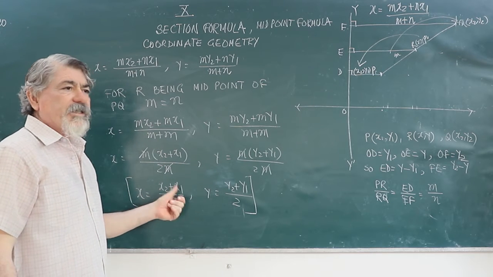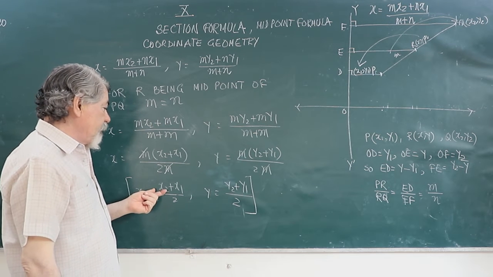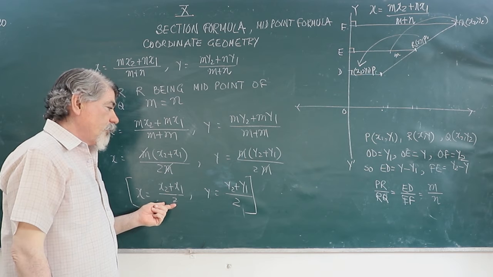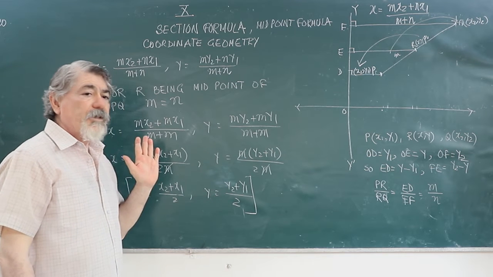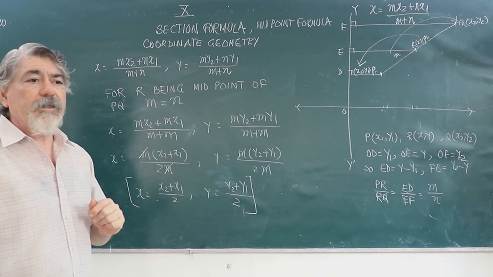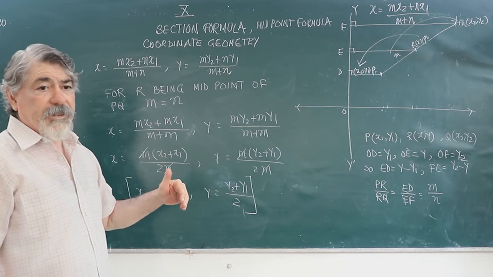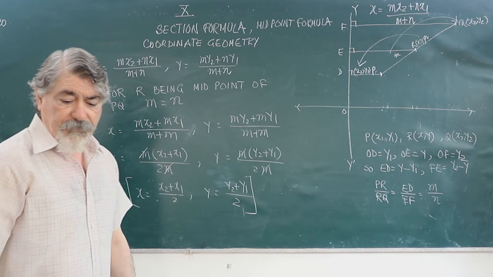So x2 plus x1 or x1 plus x2 is one and the same thing. Addition is commutative. So x2 plus x1 upon 2, y2 plus y1 upon 2. So we get the midpoint. From the section formula we obtain the midpoint formula.